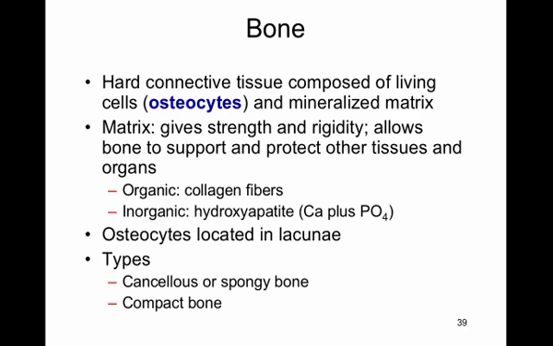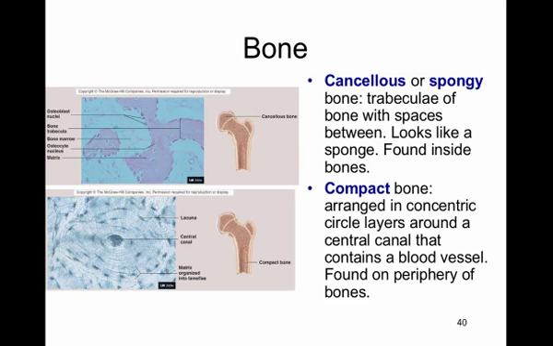There are osteocytes located in the lacunae again, and there's cancellous or spongy bone and compact bone. In this picture down here, these little black dots in a ring are where the osteocytes are, and that space is called the lacunae. Where are they located? In lacunae.